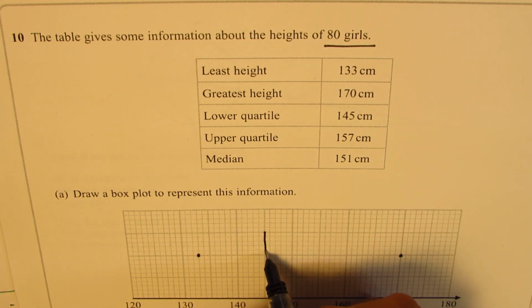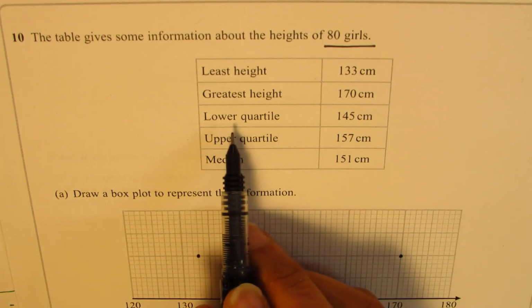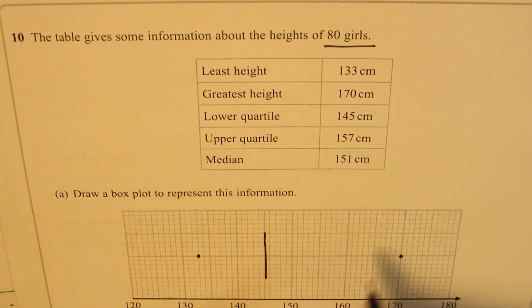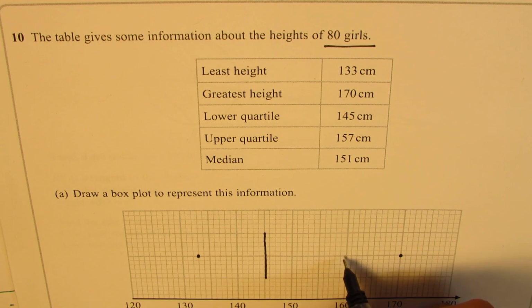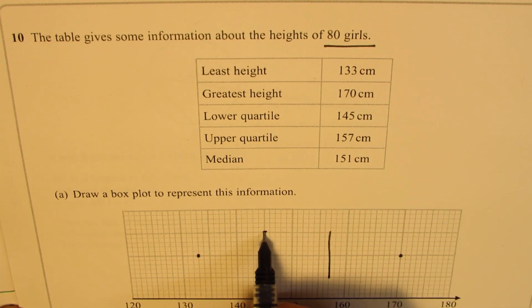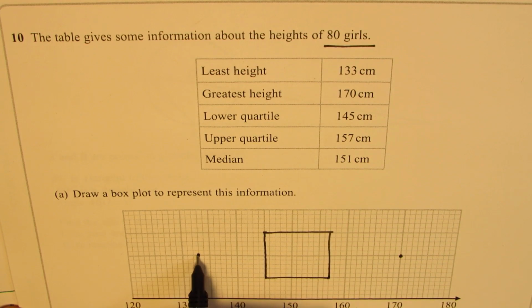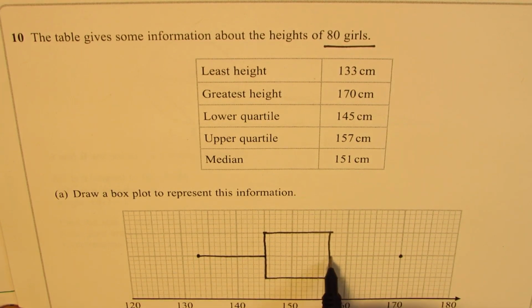Okay. Let me make a box here. 145. Then we have upper quartile of 157. So 3 less than 160. 1, 2, 3. So that is it. So with lower and upper quartile, we make the box. And these are the whiskers.